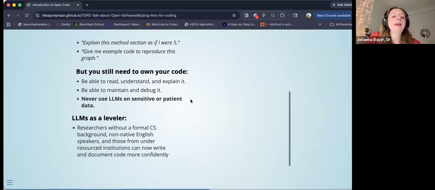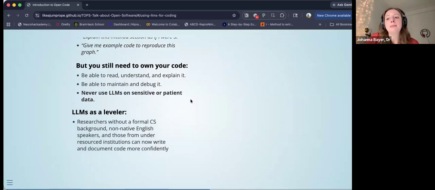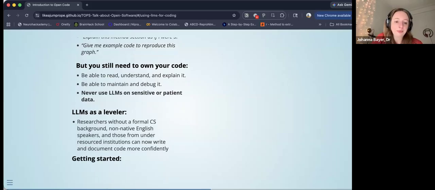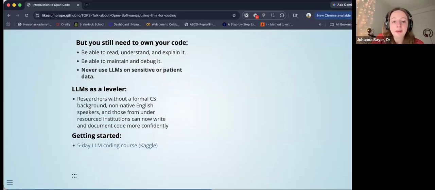Another benefit of LLMs is that they can also level the playing field. So if you don't have a computer science background, but you have a great idea, you can use it to write some code for it, for an app, for example. Similarly, if you have a computer science background and don't know about neuroscience, you can use it to tell you about neuroscience, for example.